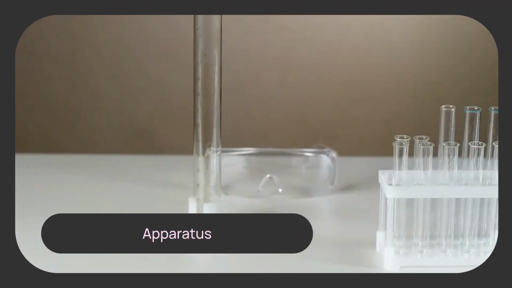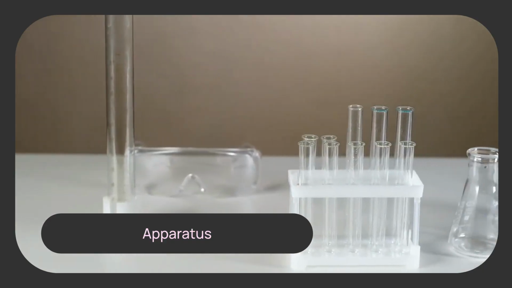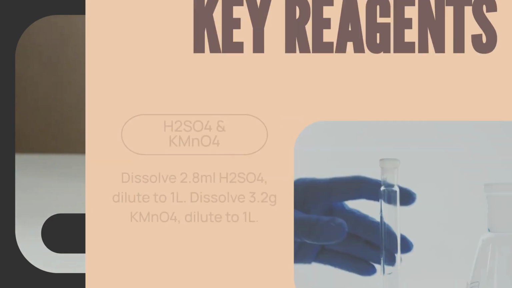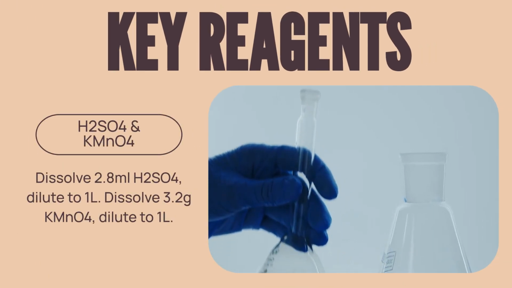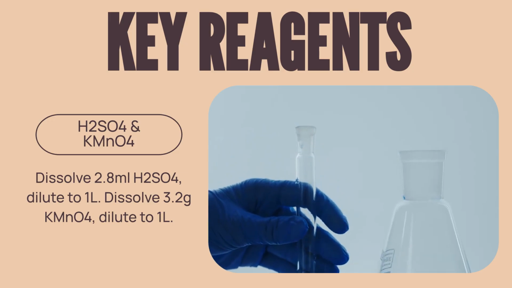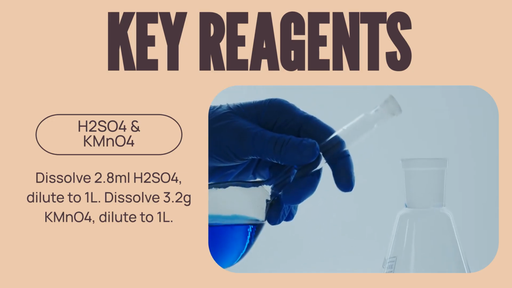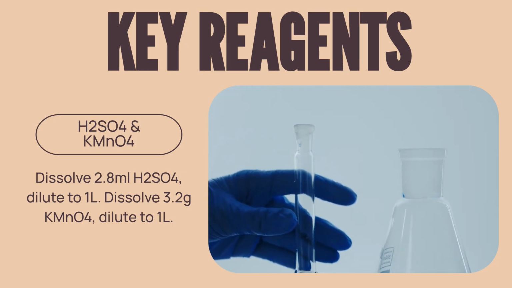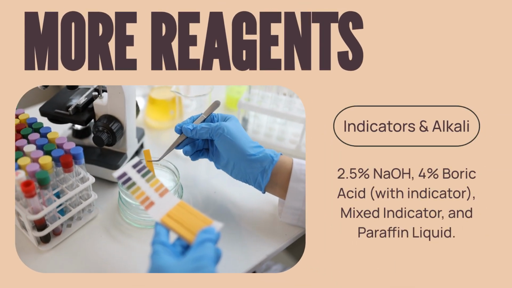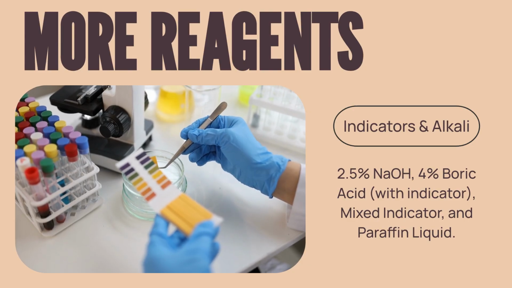You will need a distillation apparatus, glass beads, 250 milliliter beakers, a burette, and a chemical balance. For reagents, first prepare the standard 0.1 normal sulfuric acid. Then, dilute it to prepare 0.05 normal sulfuric acid. Also prepare 0.32% potassium permanganate solution. Next, prepare 2.5% sodium hydroxide solution.